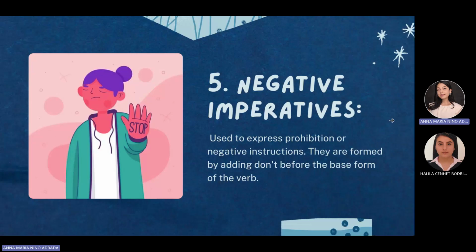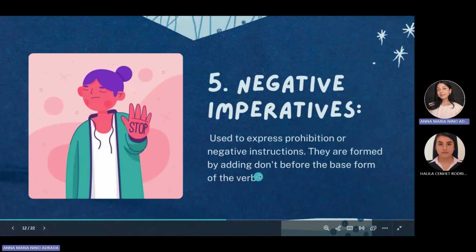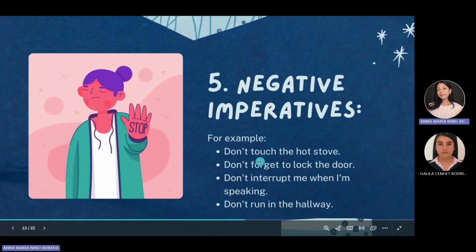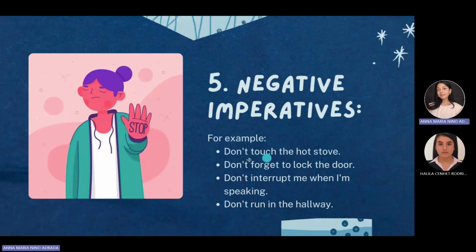For negative imperatives, these are used to express prohibition or negative instructions, like to not do something. They are formed by adding don't before the base form of the verb. For example, don't touch the hot stove, or don't forget to lock the door, don't interrupt me when I'm speaking, or don't run in the hallway.